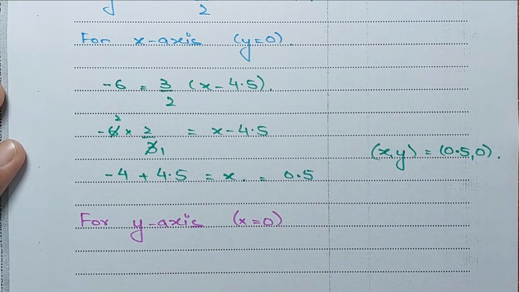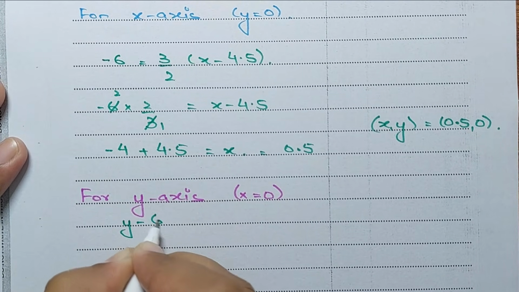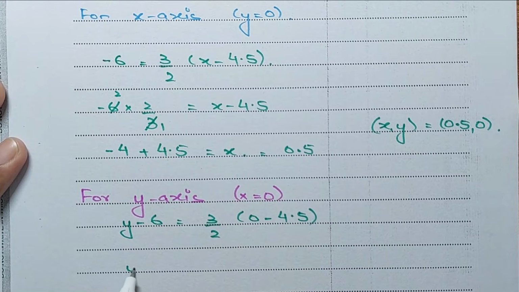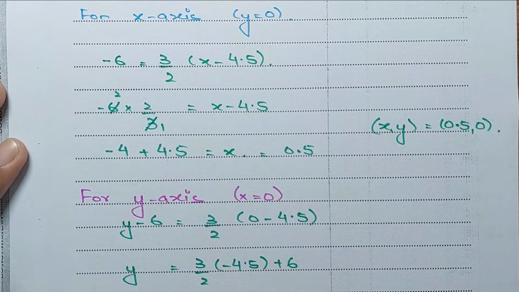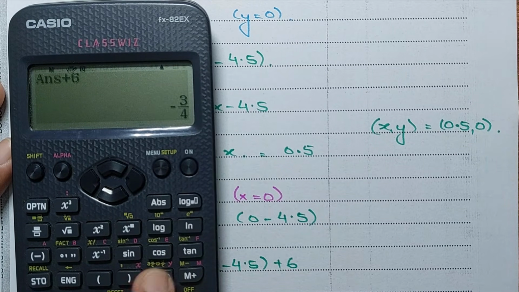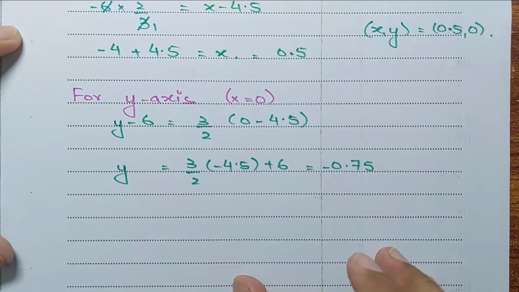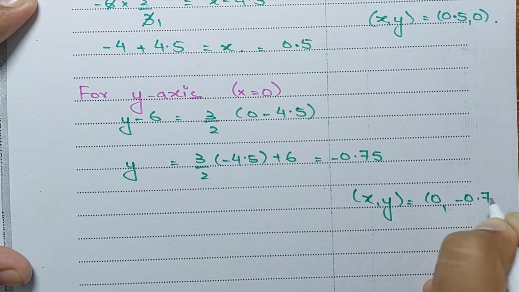So in the equation of the perpendicular bisector, just substitute x equals 0. Here is x, put it equal to 0. So y minus 6 equals 3 by 2 into 0 minus 4.5. So what is y? 3 by 2 into minus 4.5, and then shift the 6 to the other side, plus 6. 3 by 2 multiplied by minus 4.5 and add up with 6, which is minus 0.75. So the y-intercept has x as 0 and y as minus 0.75.